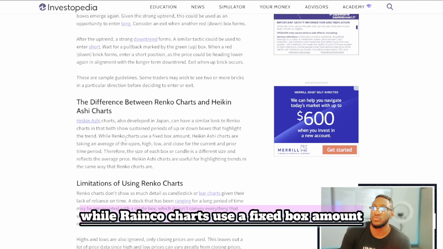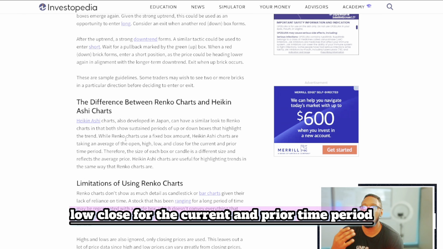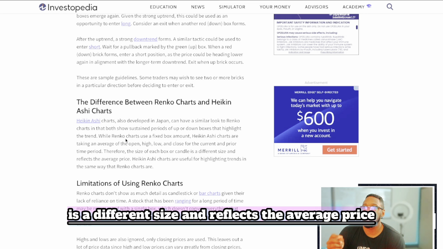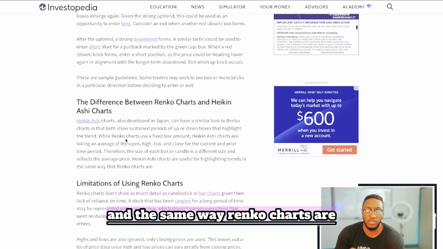While Renko charts use a fixed box amount, Heikin-Ashi charts are taking an average of the open, high, low, close for the current and prior time period. Therefore, the size of each box or candle is a different size and reflects the average price. Heikin-Ashi charts are useful for highlighting trends in the same way Renko charts are.